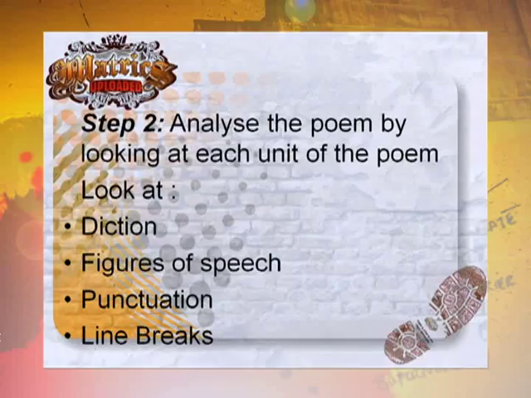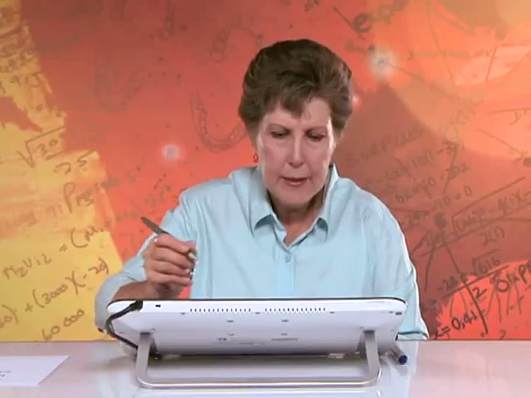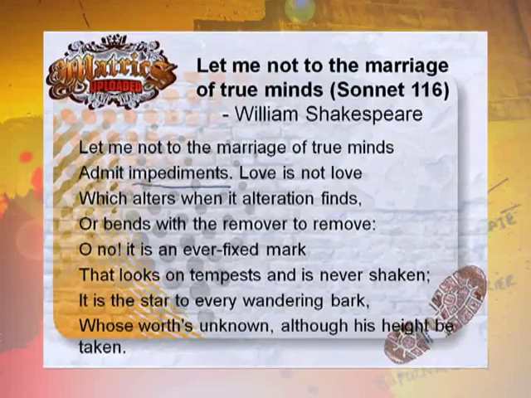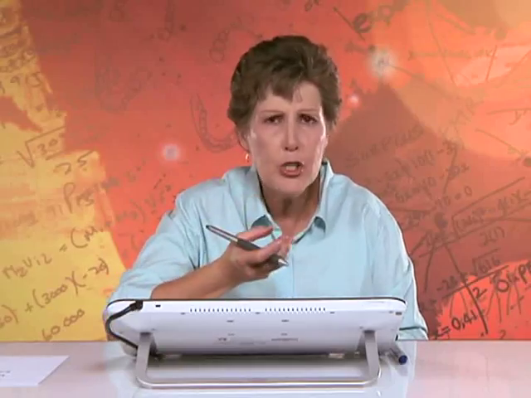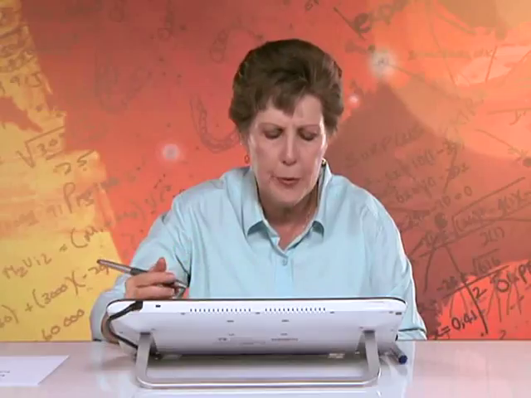Step 2. Analyze the poem by looking at each unit of the poem. We look at diction, figures of speech, punctuation, and line breaks. When we look at diction, you might find some of Shakespeare's words a little difficult, but most of his words are modern words and you shouldn't have too many problems. A word like impediment, for example, we talk about a speech impediment. It's something that blocks you or hinders you. It stops you from doing something.